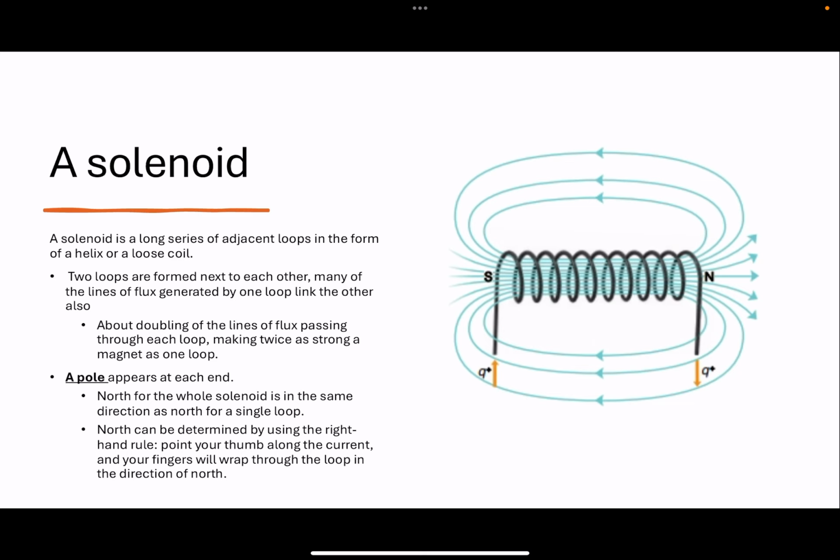A solenoid is a long series, no, it doesn't have to be super long, but a long series of adjacent loops in the form of a helix. Think DNA, the way it wraps, or a loose coil. You can see it here in this picture. When current passes through the wire, the whole solenoid becomes a magnet and a pole appears at each end.